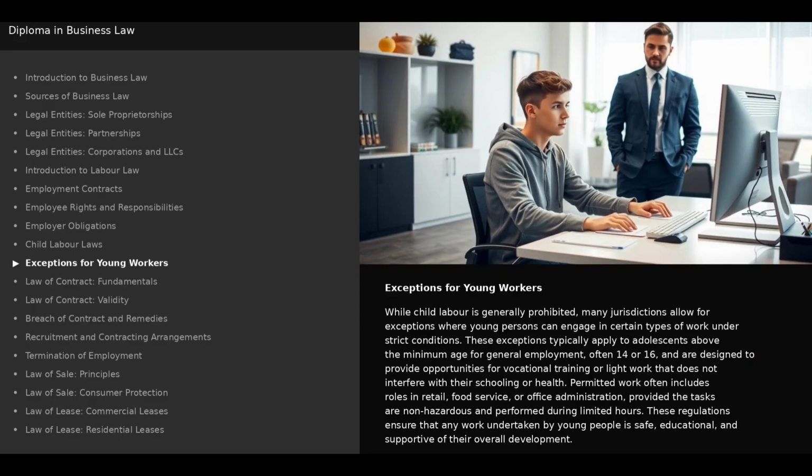Permitted work often includes roles in retail, food service, or office administration, provided the tasks are non-hazardous and performed during limited hours. These regulations ensure that any work undertaken by young people is safe, educational, and supportive of their overall development.